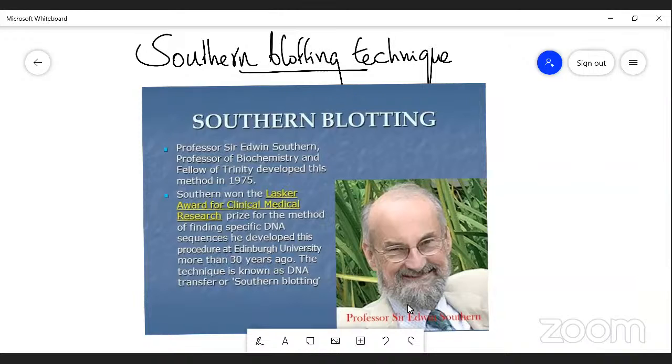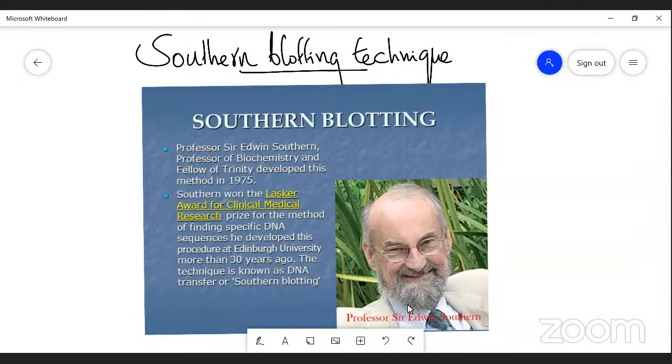So that's why I mentioned southern blotting is a technique which is employed to identify a particular nucleic acid, either DNA or RNA. That is called the southern blotting technique. It is also a tool used for the analysis of nucleic acid, either DNA or RNA.